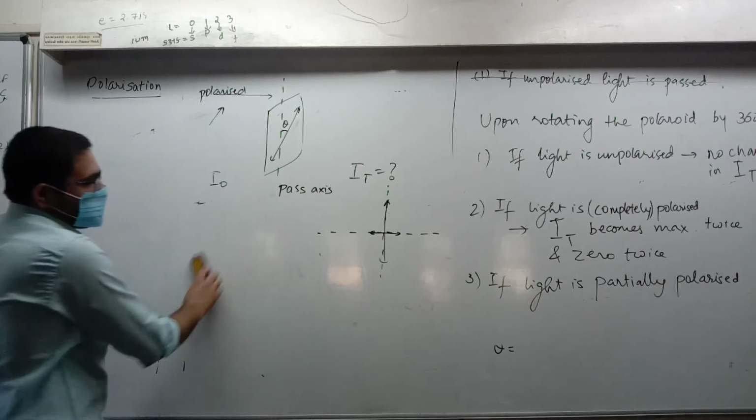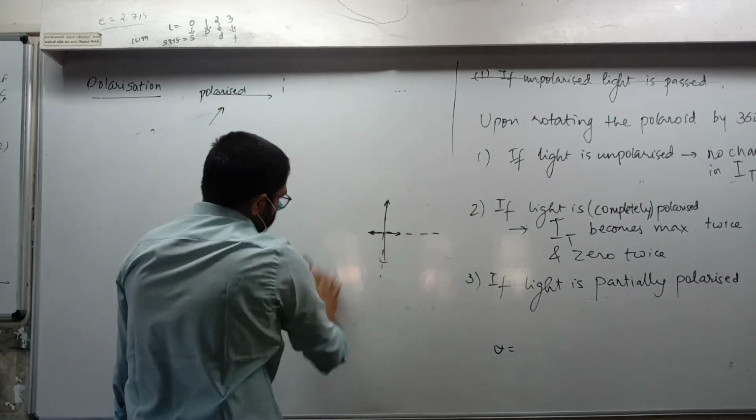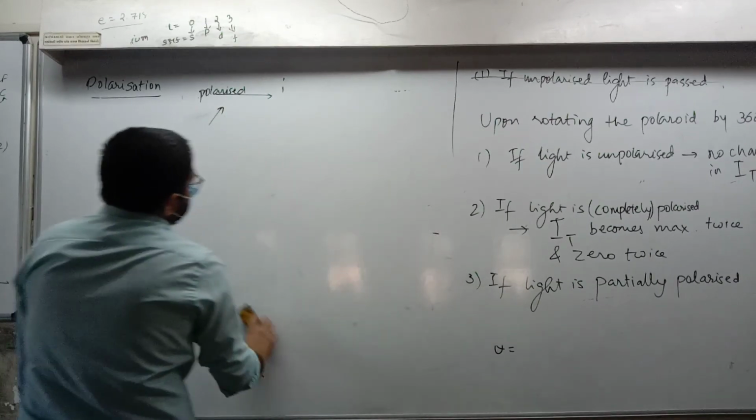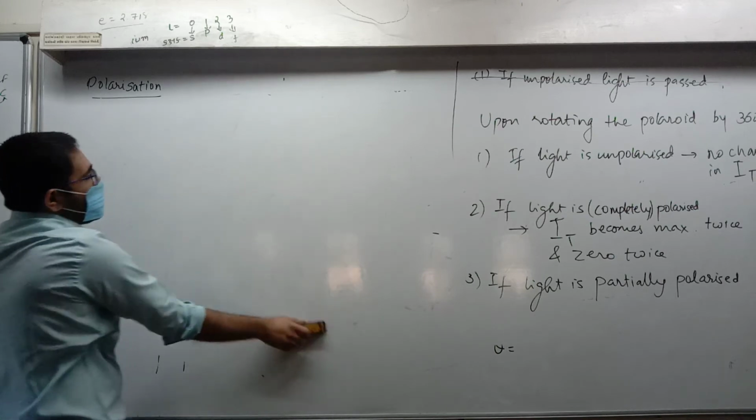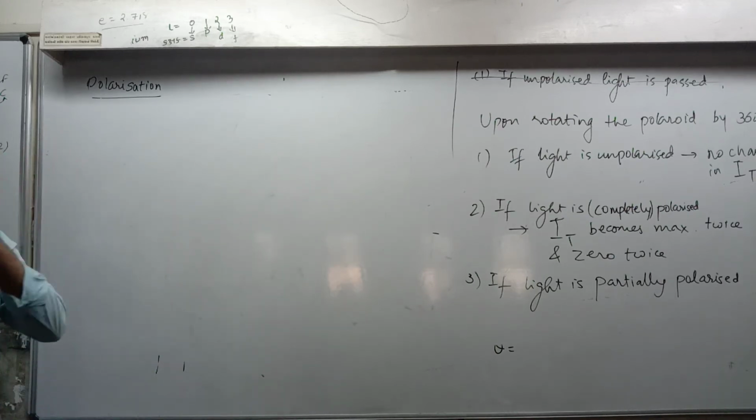Done? Again, I repeat the sentence. It becomes maximum twice and minimum twice, but not 0. That is called partially polarized, and that's how you check it.